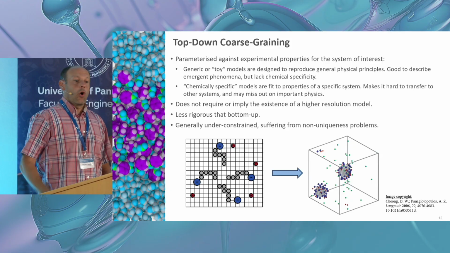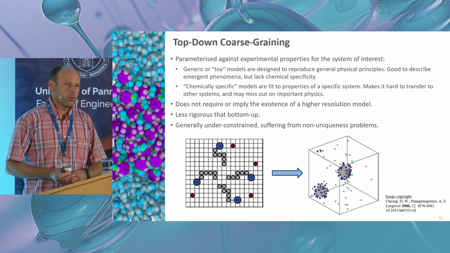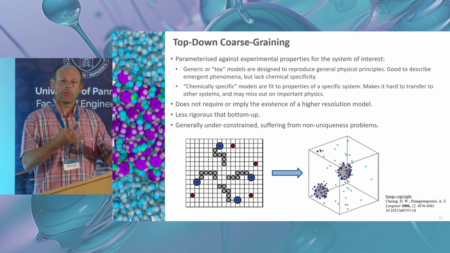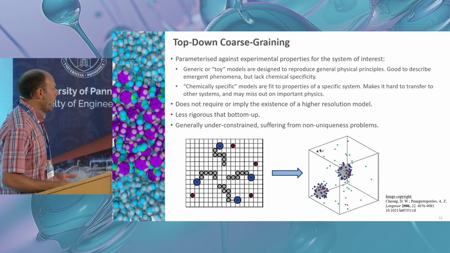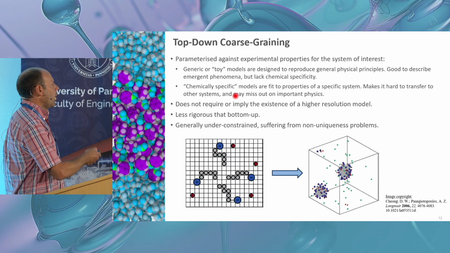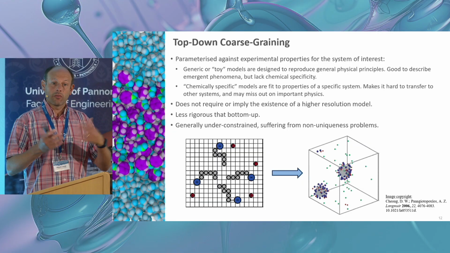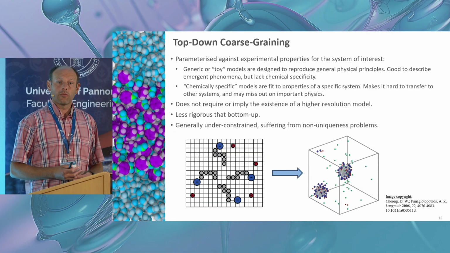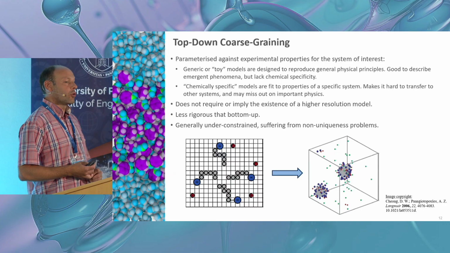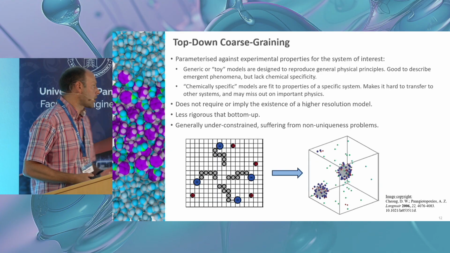So top-down is the opposite approach, right? We abandon any knowledge of a higher level model. We assume that we don't have it. We just try to develop the simplest representation of the experimental physics that we are seeing. There are essentially two approaches. One you can call generic or toy models, right? This is very widely used by physicists, for example, to try to understand physical phenomena in a very simple and relatable way. They are good to represent general physical principles, but then it's difficult to translate that to specific experimental systems, as you would expect.